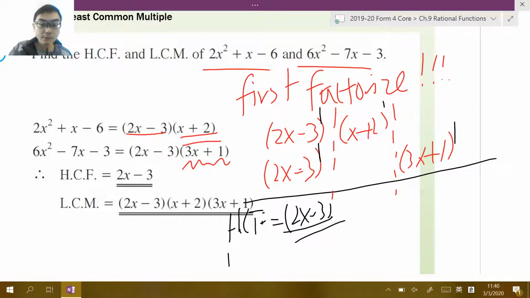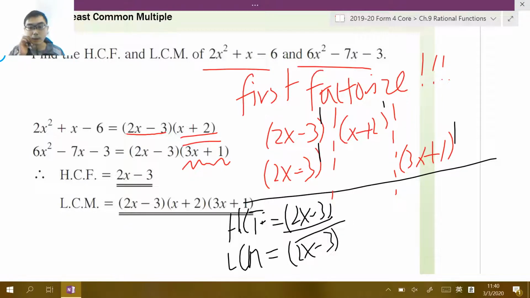But for LCM, you have to include all polynomials and take the highest power. Remember that you have to take the highest power for LCM. But this time all the powers are power 1, so what we need to do is very easy. You just put all the factors into your LCM. So this is the answer. As you can see, it is just this simple.